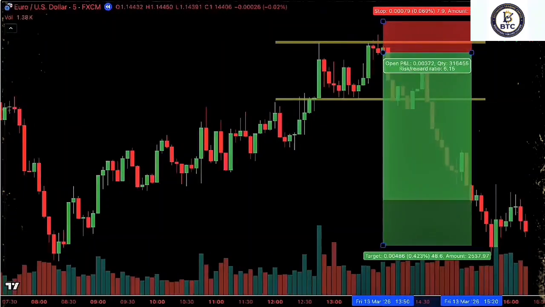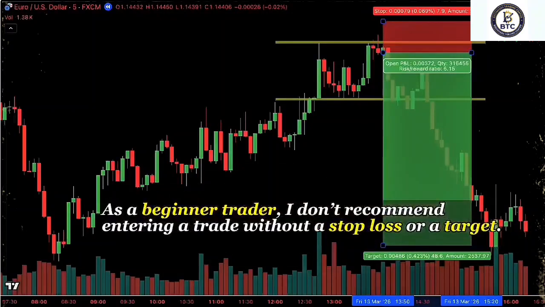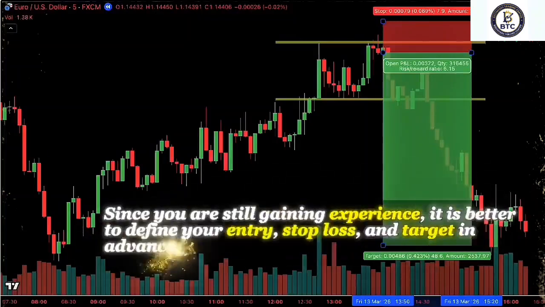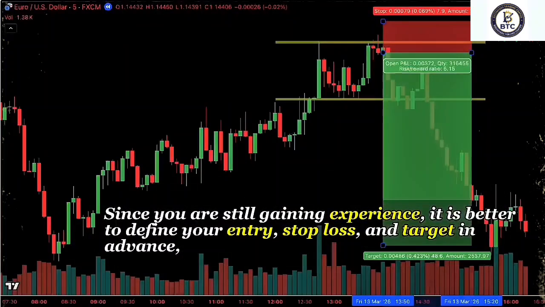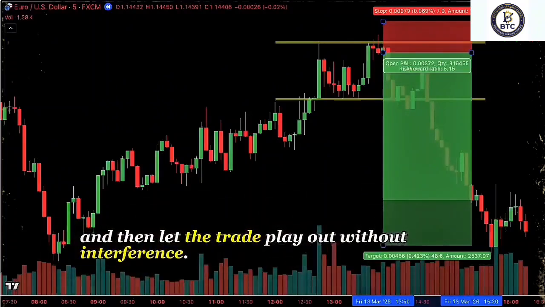The market drops, exits the distribution phase, and continues moving down. As a beginner trader, I don't recommend entering a trade without a stop loss or a target. Since you are still gaining experience, it is better to define your entry, stop loss, and target in advance, and then let the trade play out without interference.